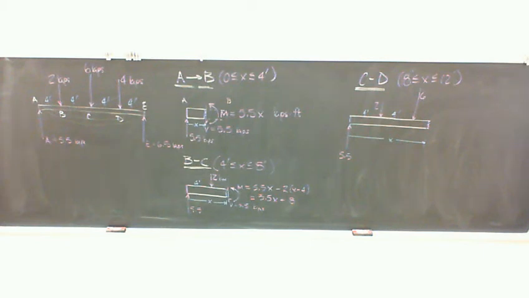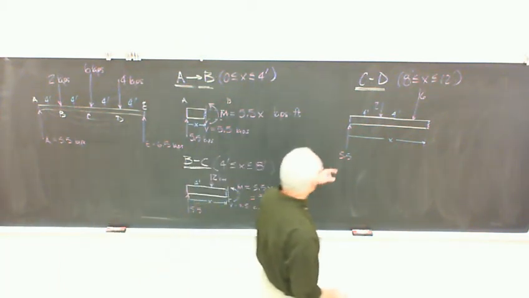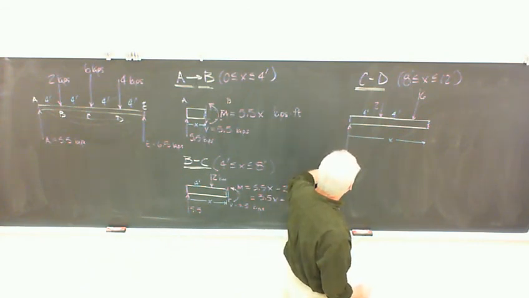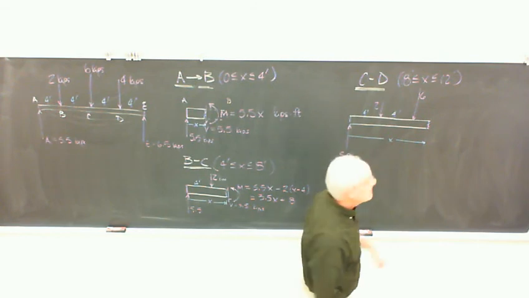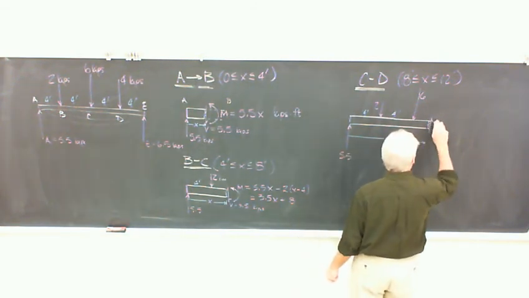So you do that one. Shear along there. That looks like it's going in the other direction. Yeah, we've got 5.5 going up, 8 going down. So we need what, 2.5 going up?